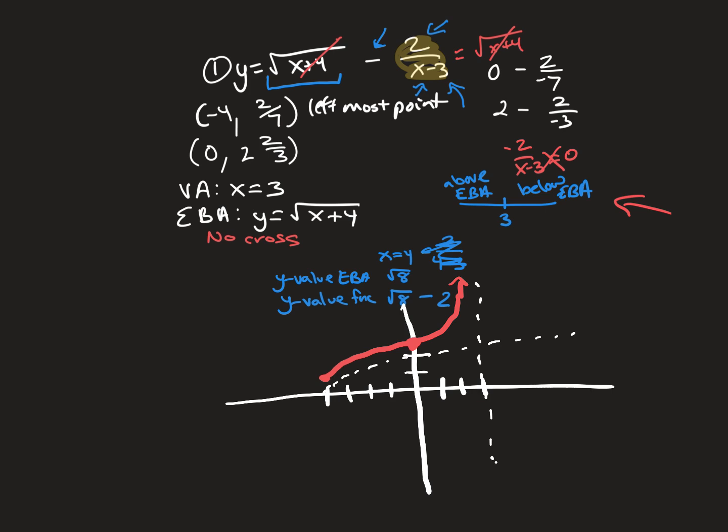All right, and now on the other side of the vertical asymptote, we're below the EBA. So I can't be going towards infinity. Instead, I've got to be going towards negative infinity. And then I'm going to get close to the EBA. So there's definitely an x-intercept somewhere. I don't know exactly where it is. So that's how you would do that.